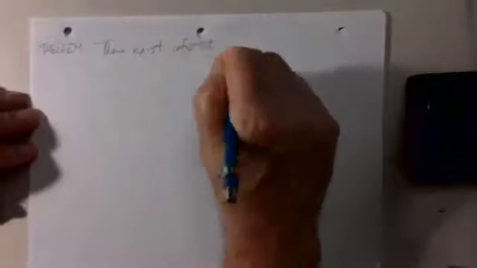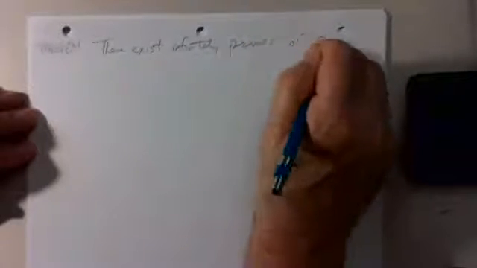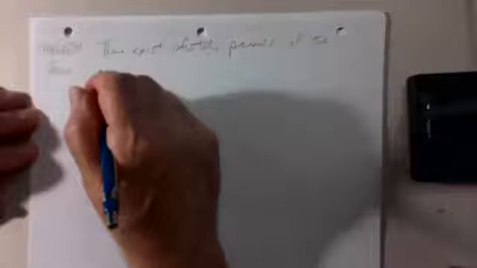So the problem, which I can state as a theorem, is: there exist infinitely many primes of the form 4k + 3.